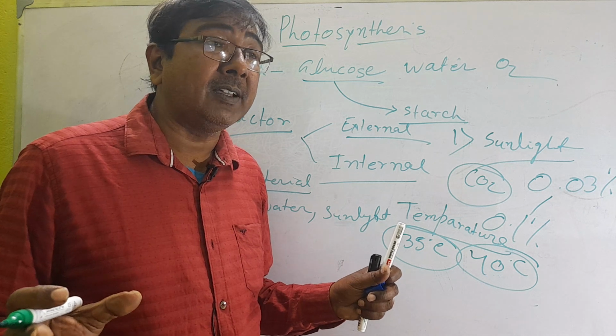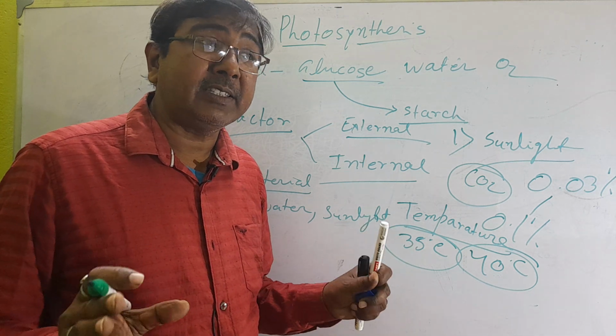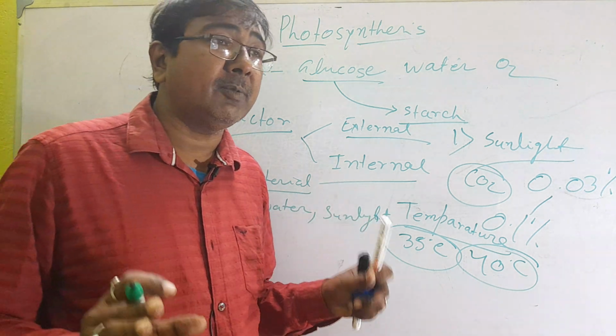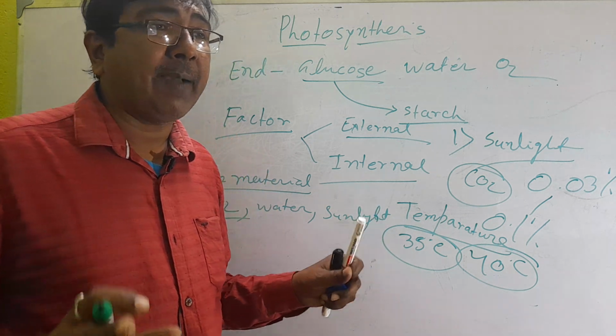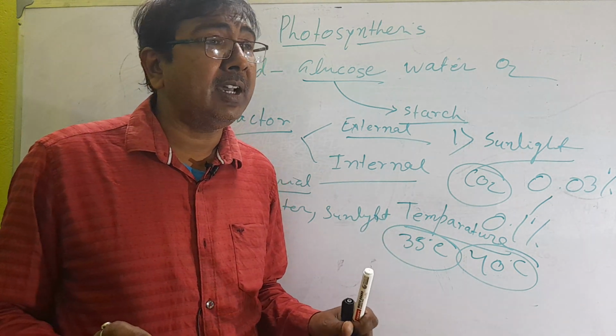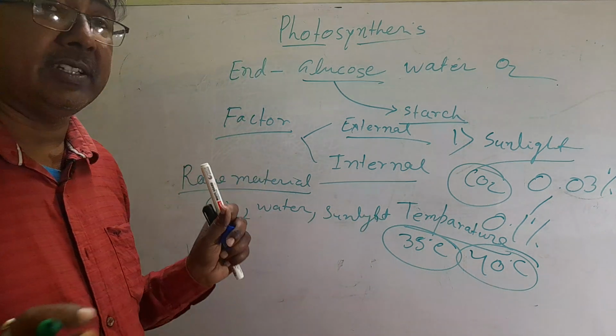About 240 molecules of chlorophyll form one quantosome. This is a very important topic, quantosome. 240 molecules of chlorophyll form one quantosome. This quantosome is capable of trapping the smallest unit of solar energy. Okay, so these are the raw materials.